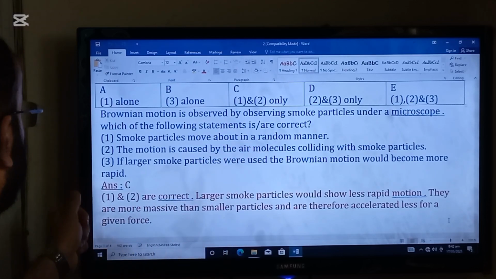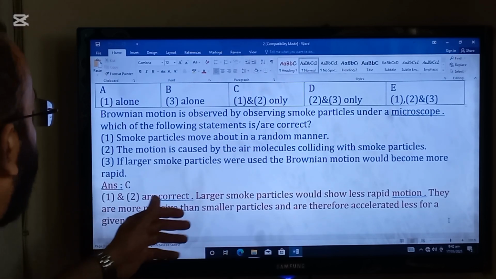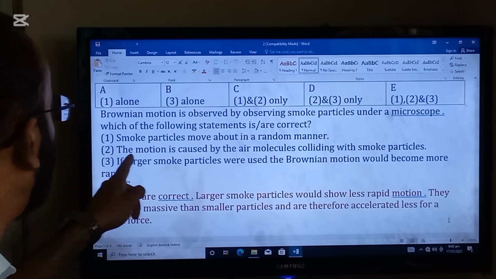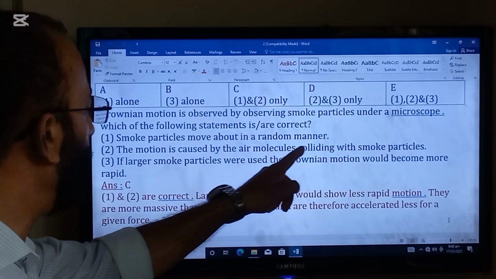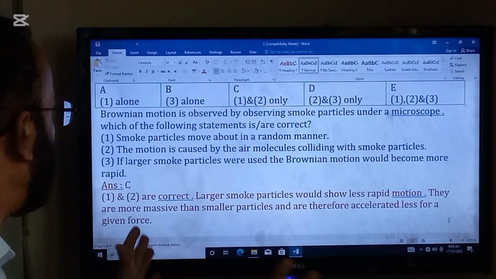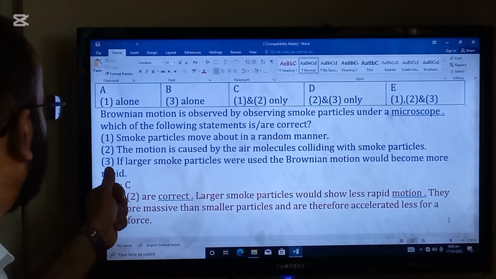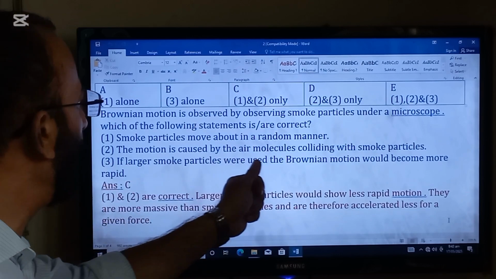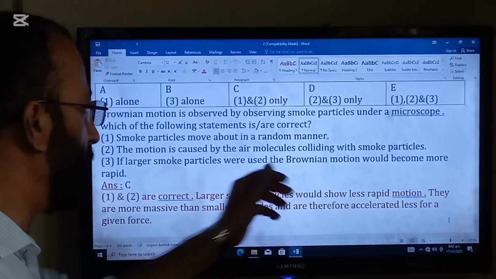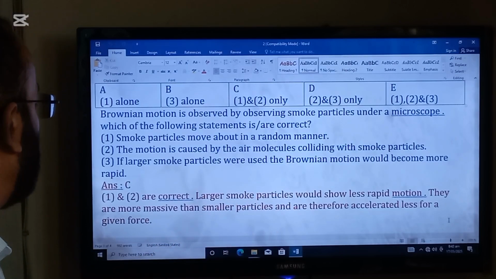C option. So 1 is, smoke particles move about in a random manner. This is right for Brownian motion. And 2, the motion is caused by the air molecules colliding with the smoke particles. This is also right for Brownian motion.